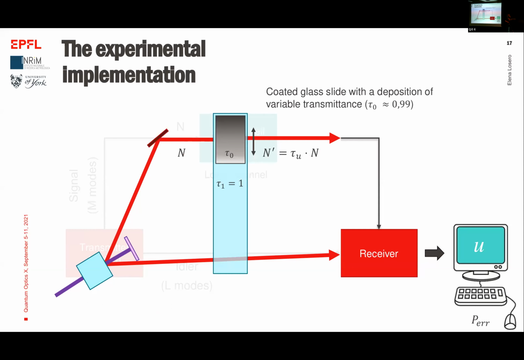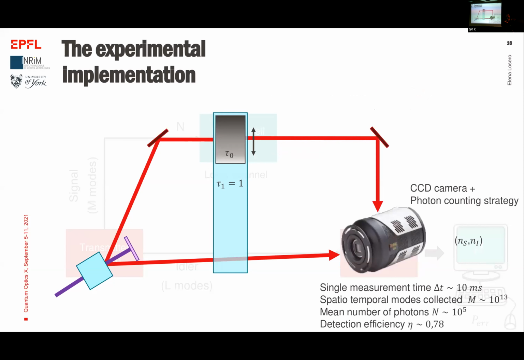Then what we used as a memory cell was a coated glass slide with a deposition of variable transmittance in order to vary the parameter tau 0 and explore a different range of our model, of our parameters. While for the receiver, we used a CCD camera and photon counting strategy, followed by a maximum likelihood decision.